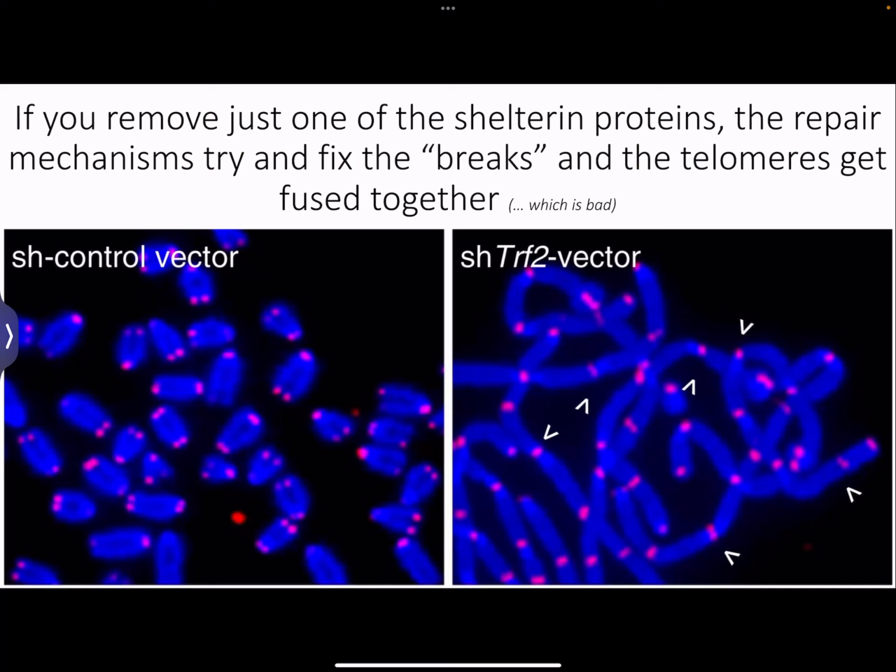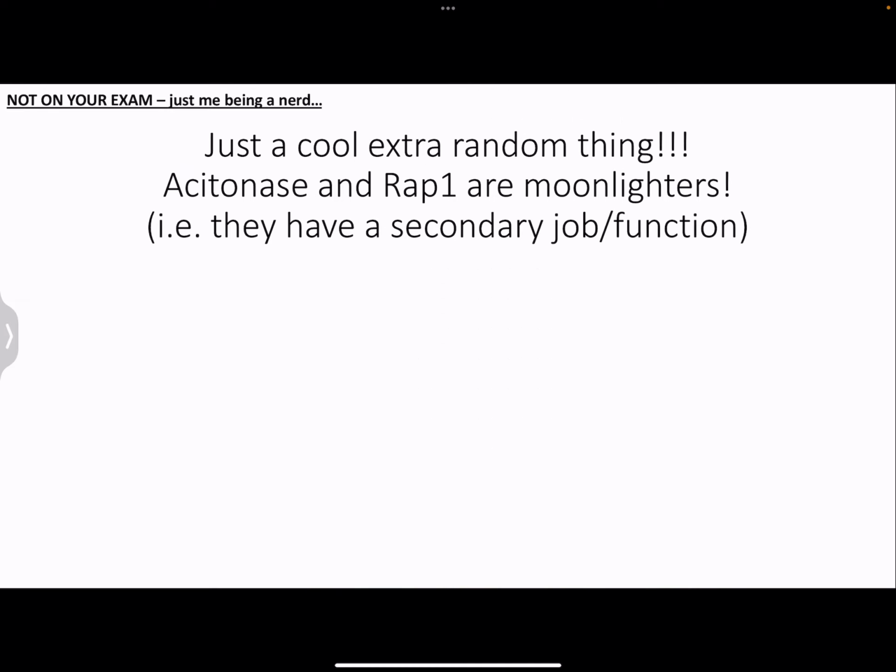Just to really underscore this, if you do a knockout of one of those sheltering proteins, you get this. You get telomeres which are all stitched together, which, as you can imagine, makes mitosis and anaphase really difficult to deal with. It's just really difficult to separate everything in the way that we need to.